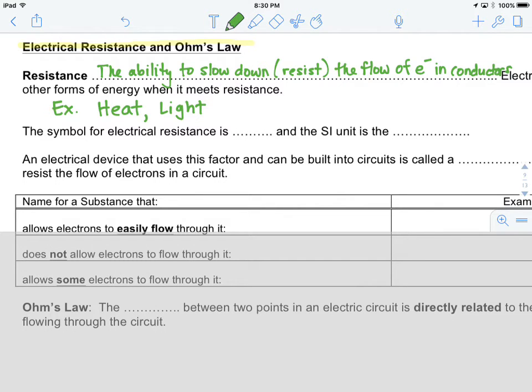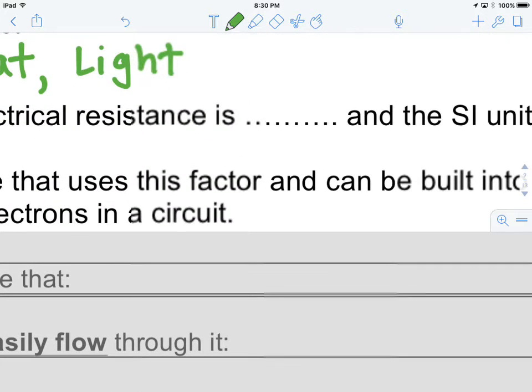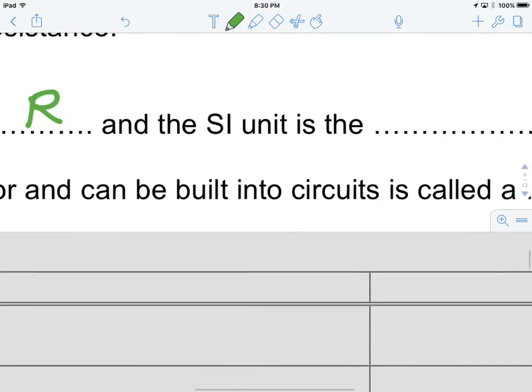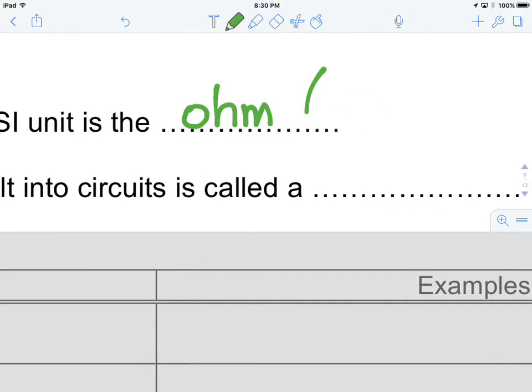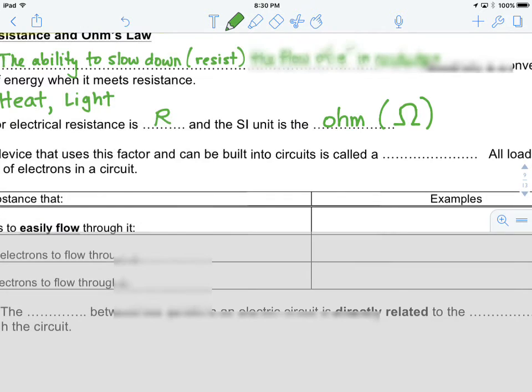resistance. So the symbol for electric resistance is R, and the SI unit is the ohm, okay? And the ohm has a unique symbol. It's the Greek letter omega, and it kind of looks like an O with two little feet, so you can draw it like this. And that's the symbol for resistance.